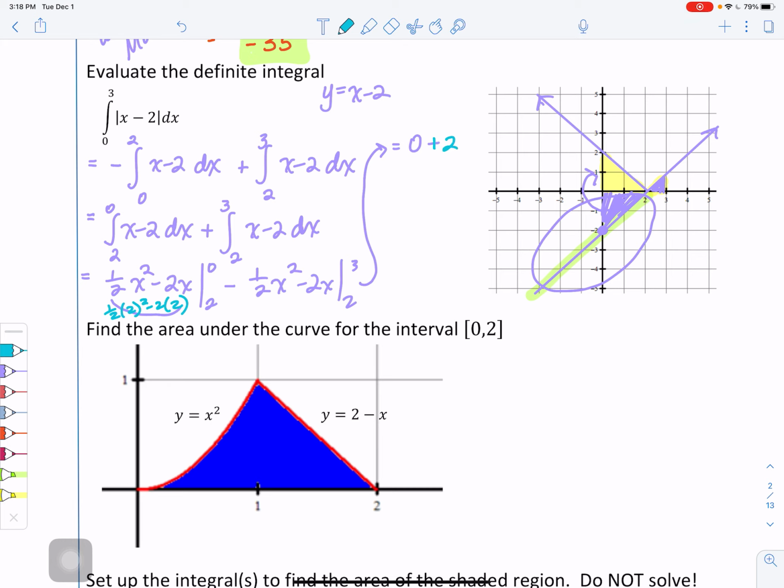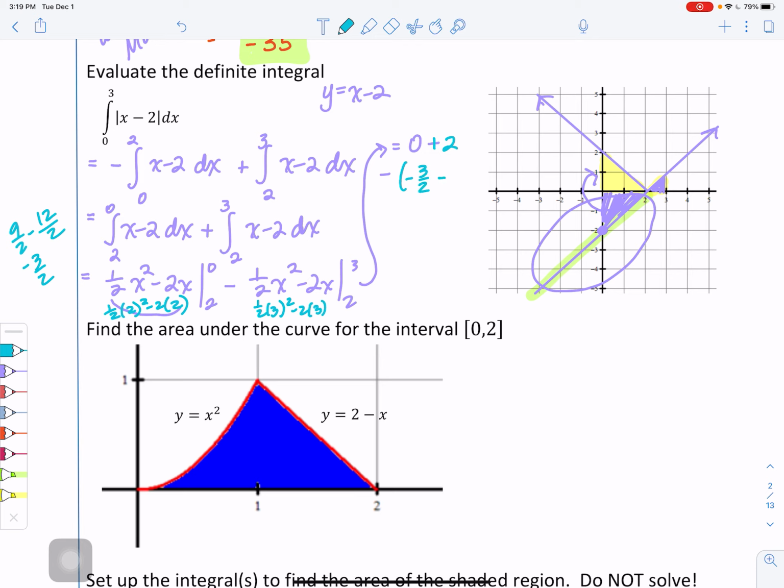Now that's just this first part. Now I have to do the same thing again. Minus, and now I'm going to plug a 3 into that. If I plug a 3 into this, I have 1/2 times 3 squared minus 2 times 3. So that's 9/2 minus 6, which is going to be a negative 3/2. Okay? So be careful with your parentheses. You definitely have to have parentheses here. A minus 3/2. And now we're going to subtract, plugging in a 2.